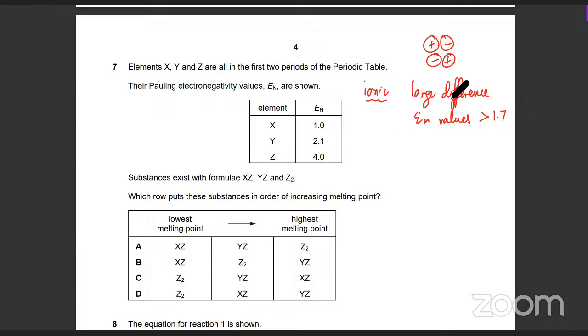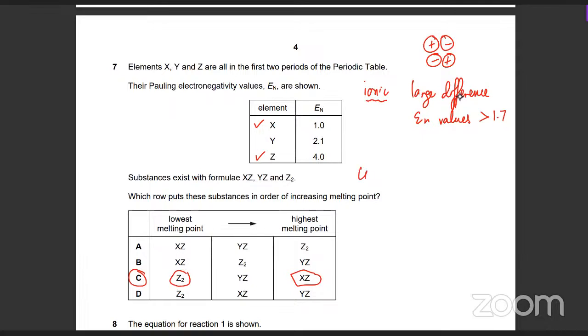Who's got the greatest difference in electronegativity values? XZ, sir. It's going to be XZ. Yeah, so that's your answer. That's the only option you're left with. Z square is going to have the least electronegativity difference.